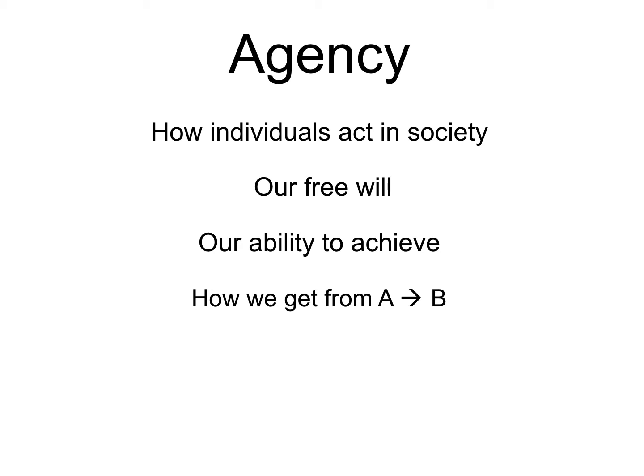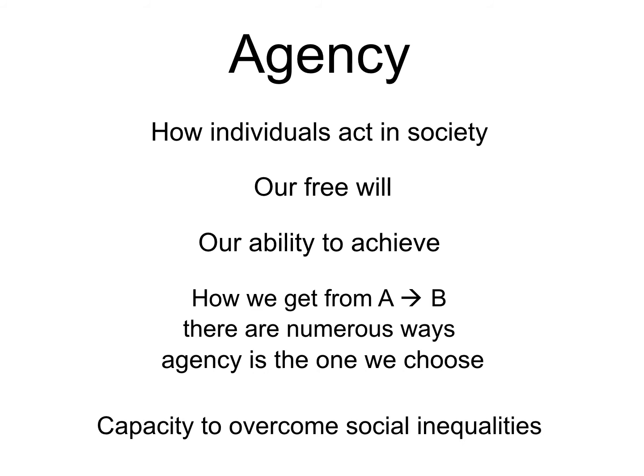Examples of that would be, even as a little kid, having the goal of learning how to read. So how do you get from A, wanting to learn how to read, to B, being able to read? High school: how do you get to be a high school graduate? Having the goal of being a high school graduate is A, achieving it is B. Owning, purchasing a home: how do you have that goal and then achieve it? And so ultimately, there are numerous ways, and agency is the one we choose.